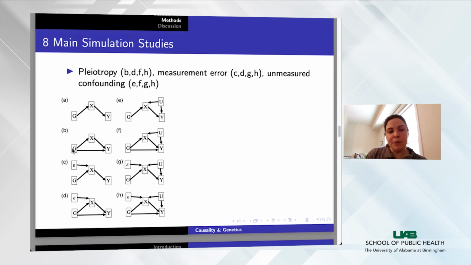B is pleiotropy. We have the effect of G on Y through X, but also a direct effect of G on Y. In C, we have measurement error associated with X. In D, we have measurement error for X and pleiotropy, so the two paths. In E, we have unmeasured confounding of the XY relationship. F is unmeasured confounding and pleiotropy. G is measurement error and unmeasured confounding. And H has everything: measurement error, unmeasured confounding, and pleiotropy.